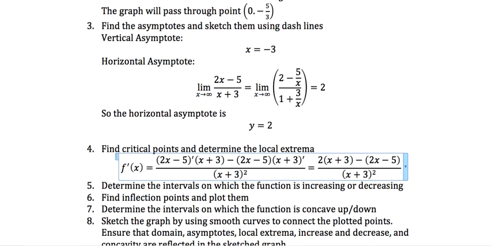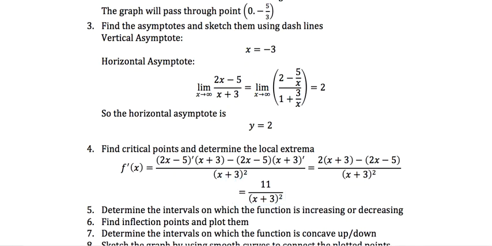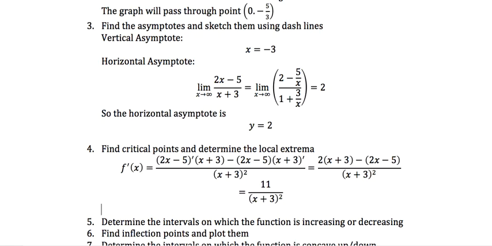Now, after we finish the calculation, it's easy to see the numerator is just 11. So this is just 11 over (x plus 3) squared. That's the first derivative. After we calculate this first derivative, we notice that it can never equal 0. Why? Because this is a fraction and its numerator is 11, which can never be 0, so this first derivative can never be 0.